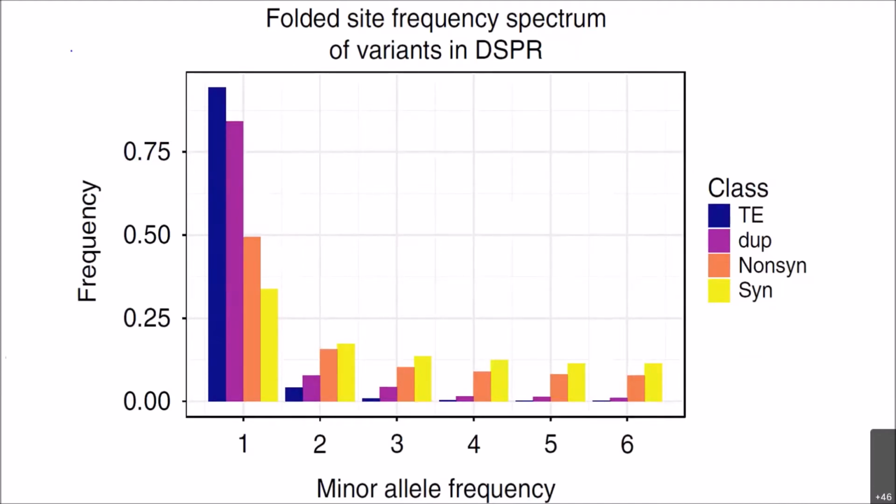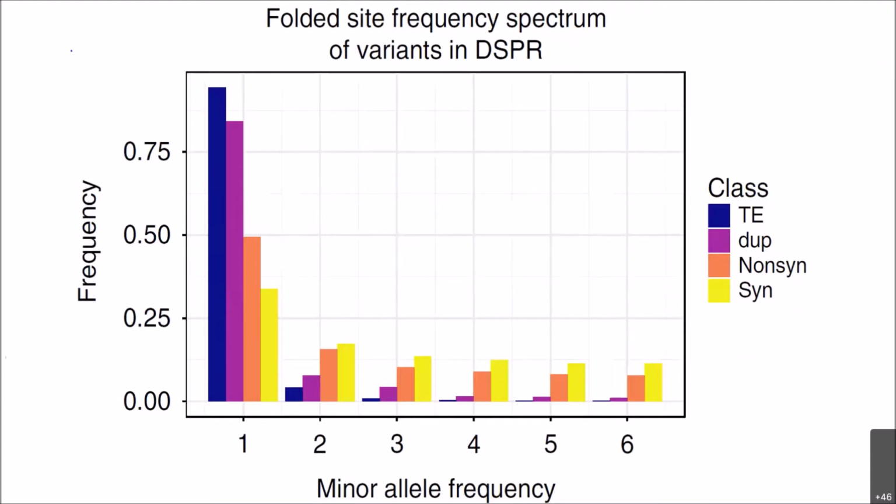I want you to notice that you have this nice shape. What's indicative is if you have an increase in the singletons relative to the synonymous categories, that typically means that these particular mutations are under purifying selection. As you might expect, mutations that change the amino acid sequence, in the pink color, have more singletons, duplications have even more singletons, and TEs have even more singletons. As you'll notice, the frequency gets lower and lower as you move to the right, and this is an indication of strong purifying selection.